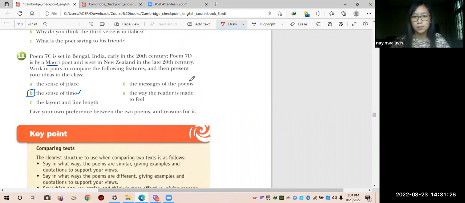The messages of the poems. So this time you have to think about the message given by each of the poems by different poets, right? So first you have to think of the messages and then you have to tell me, are they similar or different? Okay, so we'll do the message now. When you have the answers, you can type your answers in the chat. We are talking about the messages given from the poem.